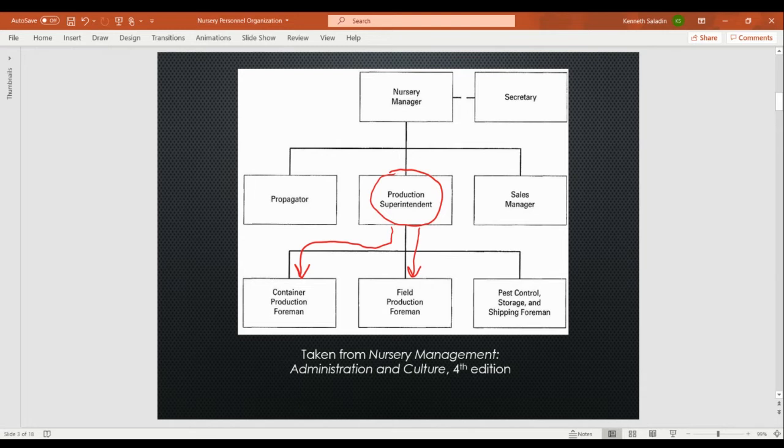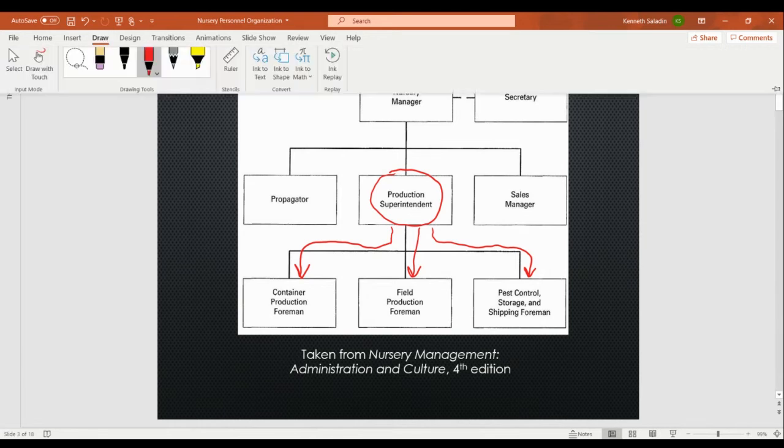The production superintendent is directly responsible for the production of the products that the nursery sells. Also under the production superintendent is a third position, and that is the pest control, storage, and shipping foreman. All right, I'm going to go ahead and erase those for now.